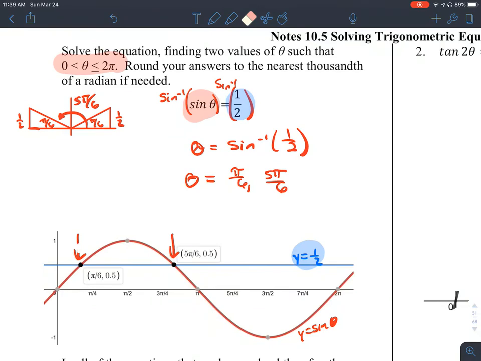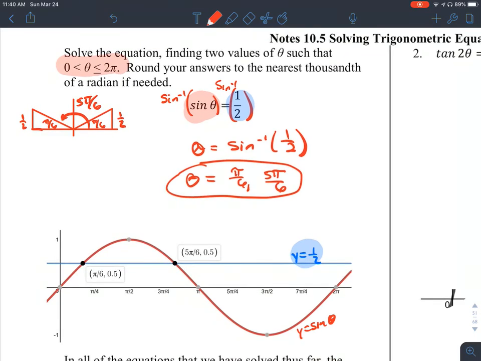What would happen? So that concludes this problem. This is the answer. I'm just trying to give a little explanation of what's going to happen next. What would happen if we had sine of 2 theta is 1/2 instead of just sine of theta? How is it going to affect our answers?